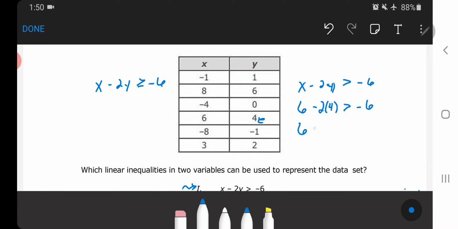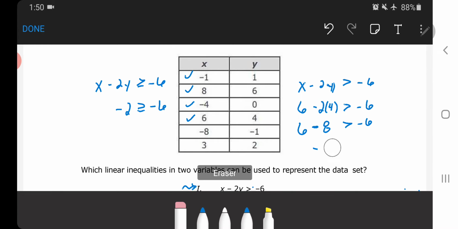So we have 6 minus, well, 2 times 4 is 8, is greater than negative 6. And 6 minus 8 is negative 2. Negative 2 is greater than negative 6. That does make a true statement, and negative 2 is also greater than or equal to negative 6. So that works out. So far, all these points have worked out for all our equations.